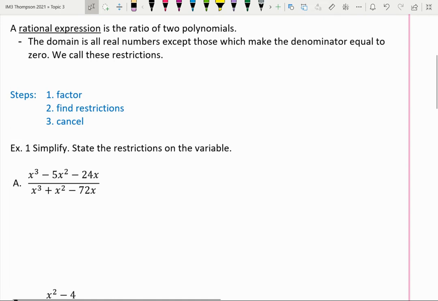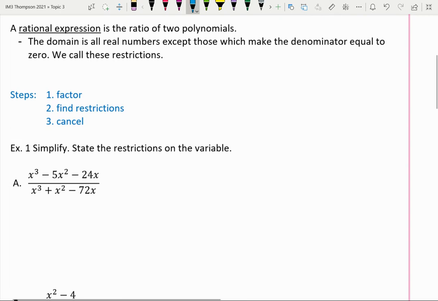I've got some steps listed there. You can write them down now or later if you find them useful. Basically, we're going to factor, then find the restrictions, and then cancel, just like we did in 3-2. So step 1, I factor. Notice that this is an expression. It's not a function. It's not an equation.